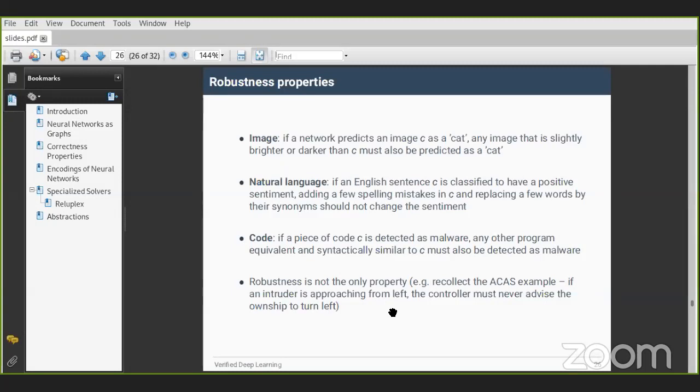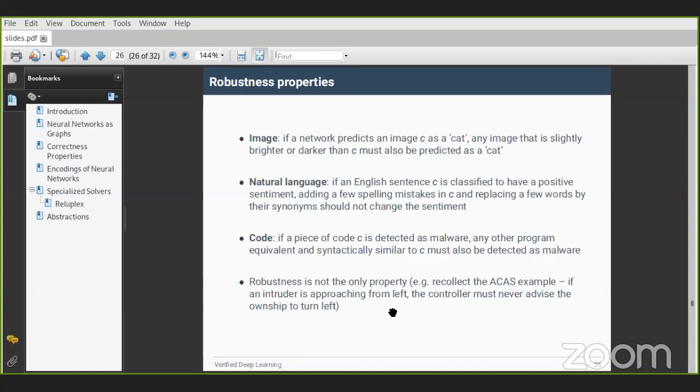One of the things when we were talking about properties last time, we had looked at safety properties, security properties, and consistency properties, consistency with respect to certain laws that we know. We had remarked that robustness properties are the ones which are the most talked about. So we have a few examples of robustness properties here, and they're also there in slightly more detailed fashion a little later.